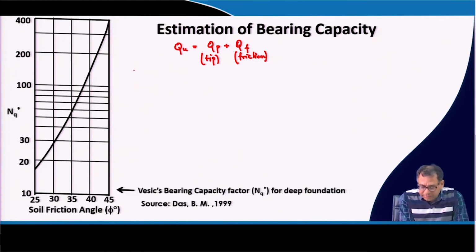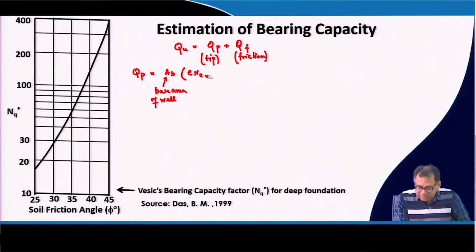So, now Q tip will be equal to the base area of the well, into the bearing capacity factor NC star, then plus Q dash NQ star.